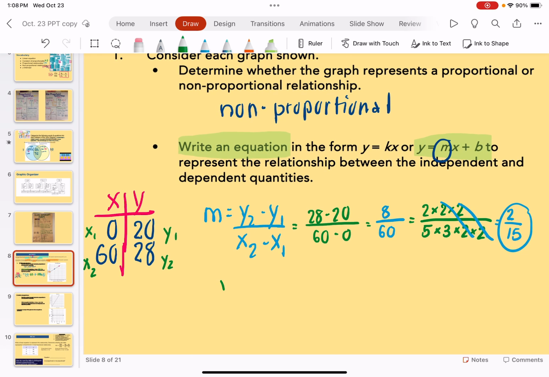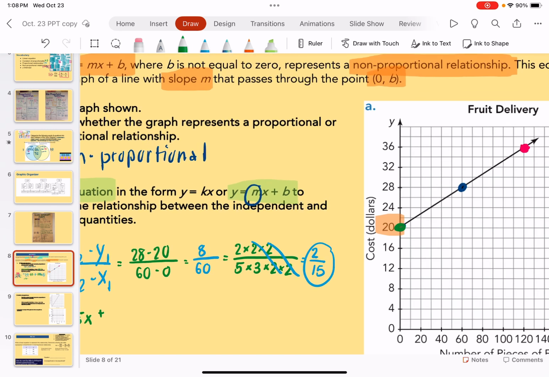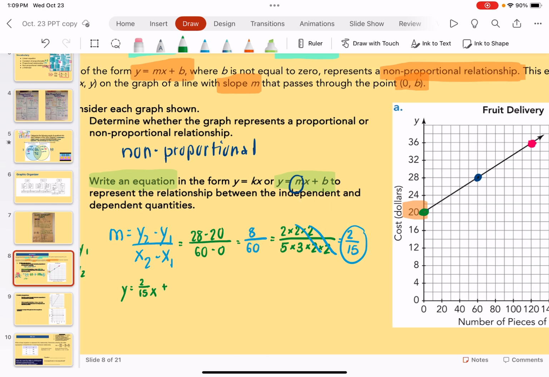So we have y is equal to, I know my m, so that's the 2 over 15x plus, when we have a graph, we can actually visually see what the y-intercept is. So we actually don't have to work backwards plugging in a point, an x and a y value, to solve for the b. So in this case, I see that my y-intercept is 20, so I'm just going to write that into my equation. We have y is equal to 2 over 15x plus 20.